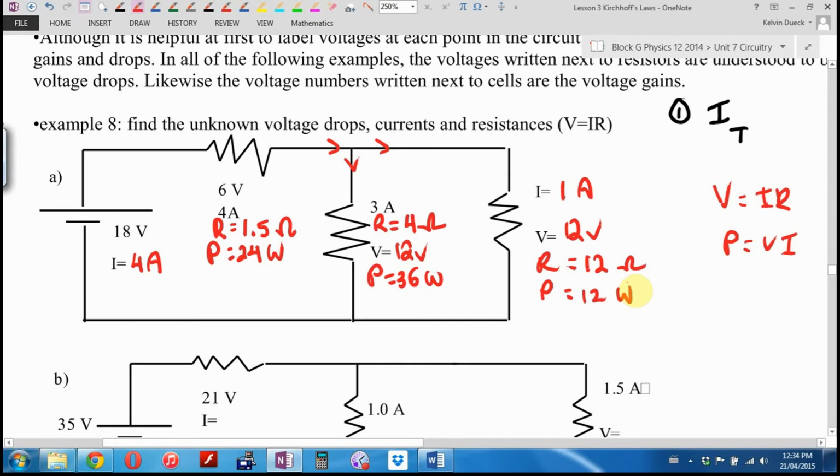So here would be a nice test question. I would give you this circuit, and I would say to you, what's the brightest bulb? Top, middle, or right-hand resistor? Which is the brightest bulb? Middle, 36 watts. Okay. This is Kirchhoff's laws.